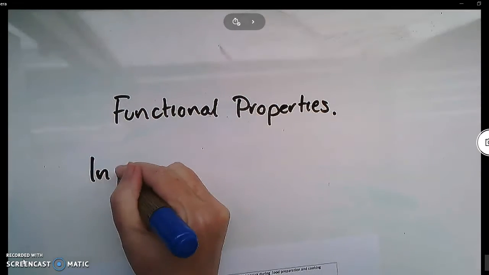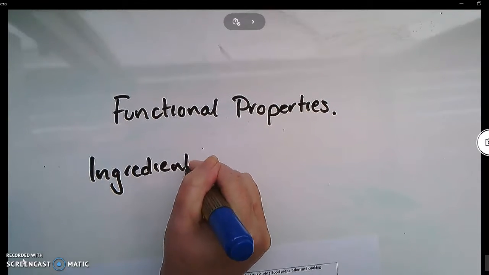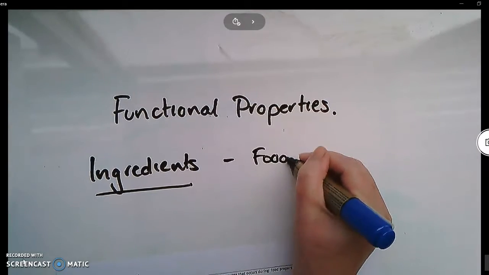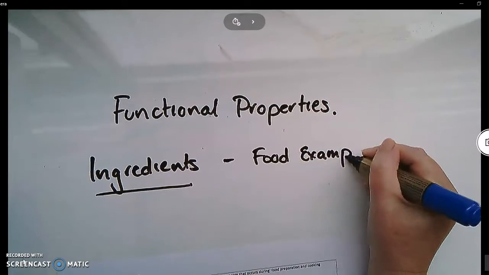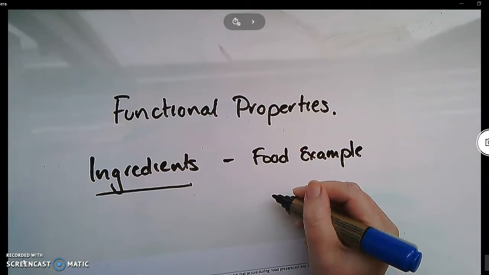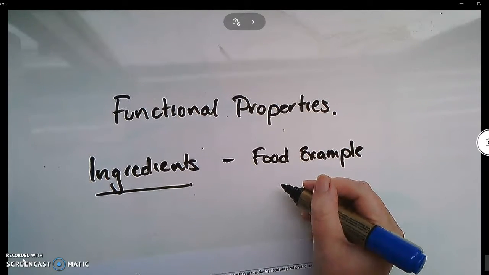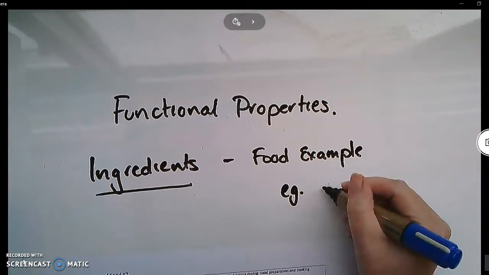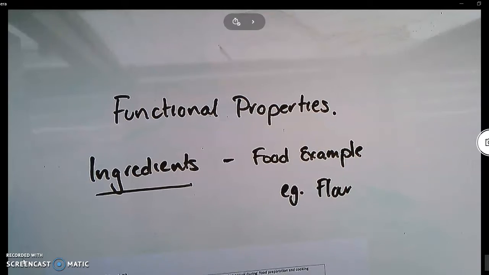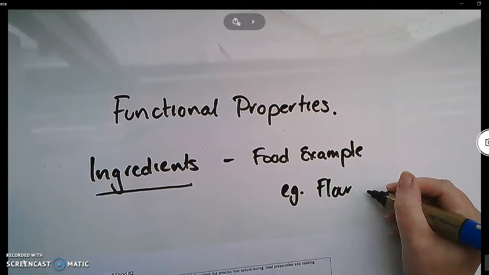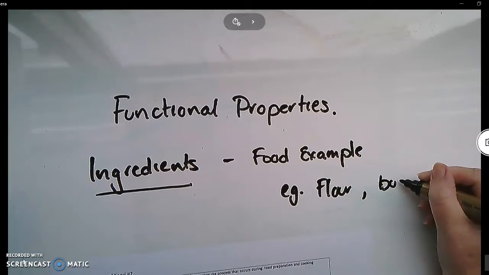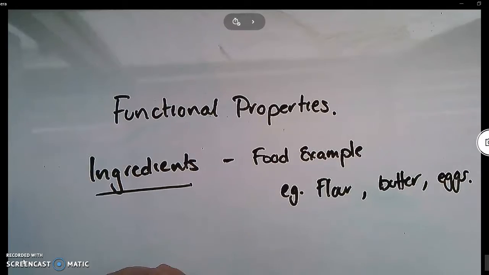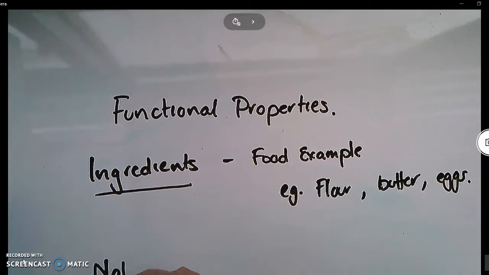So we've got ingredients. So when you look at a recipe, it has a list of ingredients. Now, the ingredients really are the food examples. So that's things like the flour in the recipe, or the butter in the recipe, or the eggs in the recipe. Okay, and they're our food examples here. The natural food component is what is in the flour or the butter or the eggs that is actually causing the change, okay? And so we call these our natural food components.